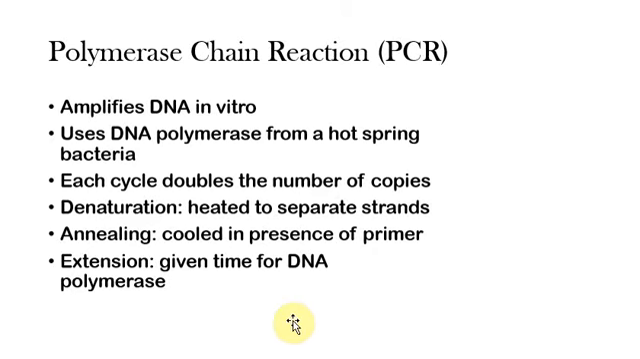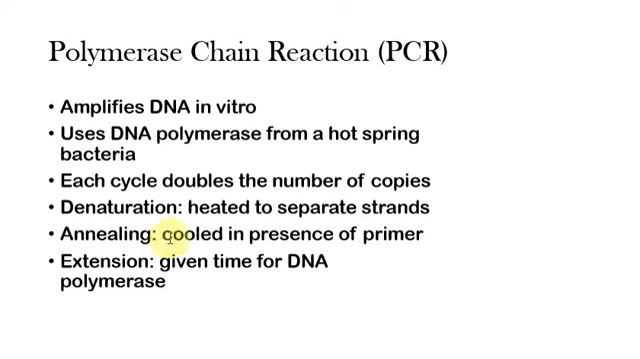There are 3 phases to each cycle. First, denaturation, where you heat the DNA in order to separate the strands. What this does is when there's enough heat, the hydrogen bonds can no longer form, and so they'll just separate. This is known as melting the DNA, or denaturing the DNA, either one.